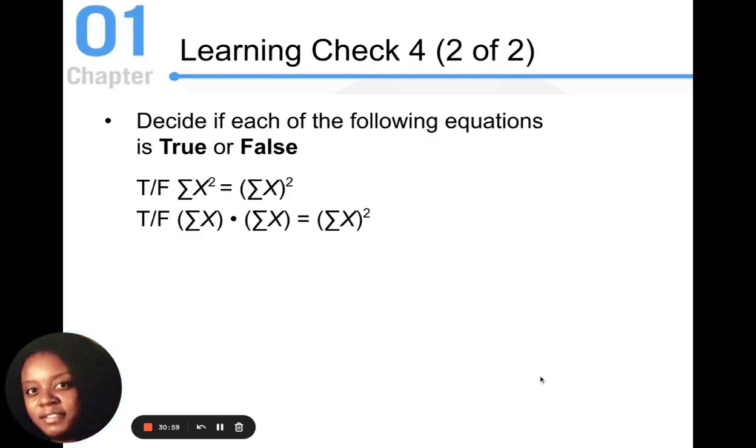And then for our true false, decide if each of the following equations is true or false. Summation of x squared equals parentheses summation of x also squared, or for the second one, parentheses summation of x times parentheses summation x equals summation x squared. Give you a few moments to think of your choices.